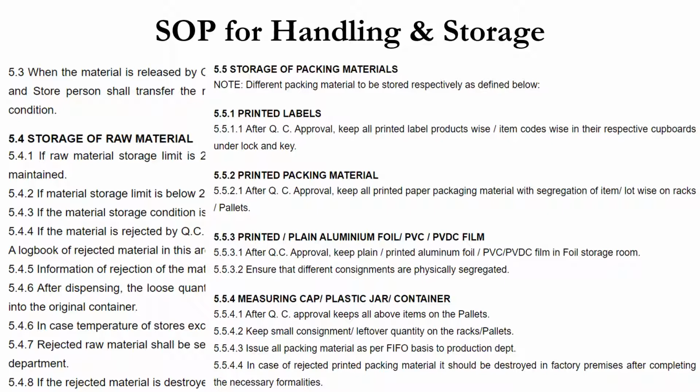For any type of plain aluminum foil, PVC, PVDF film, all these things should be utilized after QC approval. Measuring plastic jar, container, cap, everything should be utilized after QC approval. And keep small consignment or leftover quantity on the racks or pallets. Issue all packaging material on the basis of the production department's requirement. It is mentioned in the SOP.